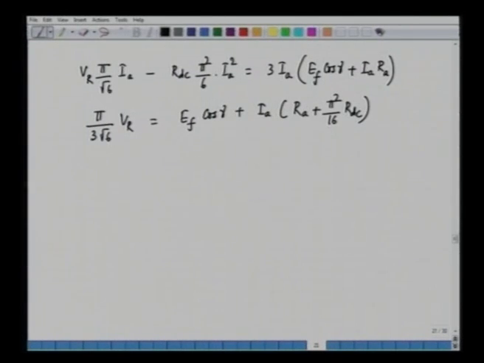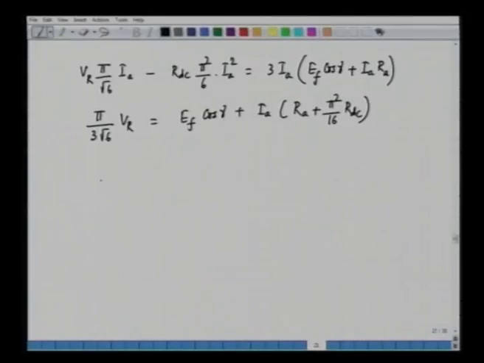This equation is a steady state equation. We have ignored all the transient conditions, and of course, this is basically a DC equation. There is no inductance term here, there is no L dI by dt term here. So, we can write a steady state equivalent circuit based on this equation, and the steady state equivalent circuit is shown as follows.